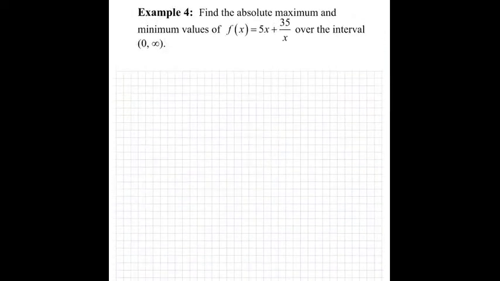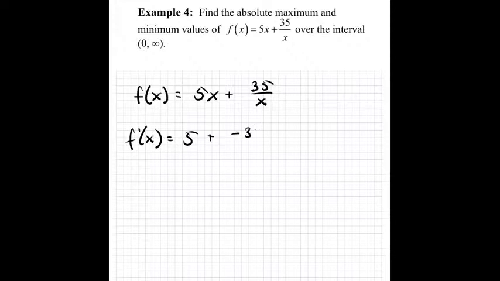Let's see. First, let's get a copy of the original. We got 5x plus 35 over x. Okay. I'm going to rewrite this. Let's look at the first derivative. That's going to be 5, then the bottom times the derivative of the top minus the top times the derivative of the bottom over the bottom squared. There are a couple of ways you could do that second part. Eventually, you'll get to this conclusion. So I'll let you work that out.